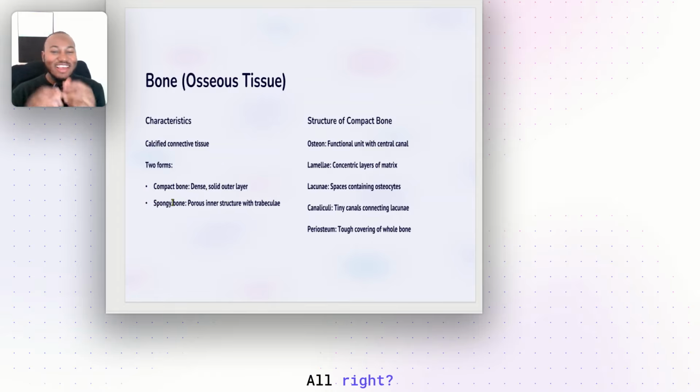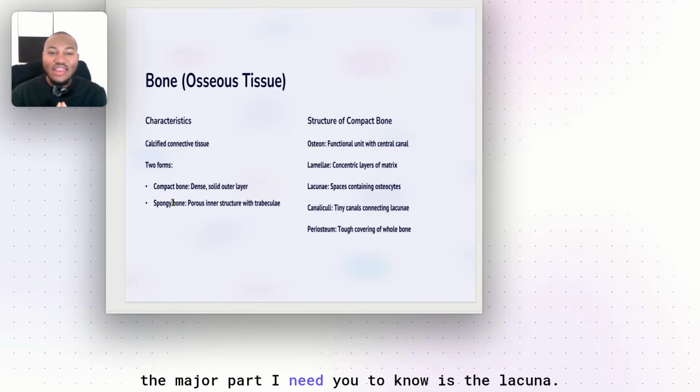That's sponge. All right. You have your name for it. But it's spongy, porous. You see trabeculae and all those things. Now, the structure of the bone, the major part I need you to know is the lacuna.